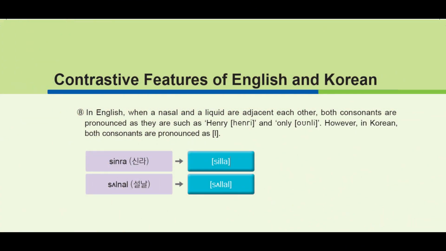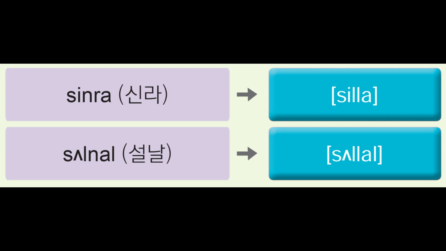Number 8. There's another similar thing in Korean, where the sound of any consonant letter that's beside the RL letter basically gets changed into an L. That's why if your name is Henry in English, it might get pronounced Henry in Korean. So the words below, it's Shilla, not Shinra, and Solal, not Solnal. Fun, huh?